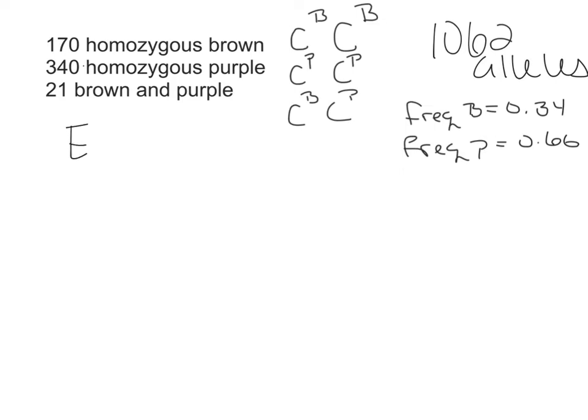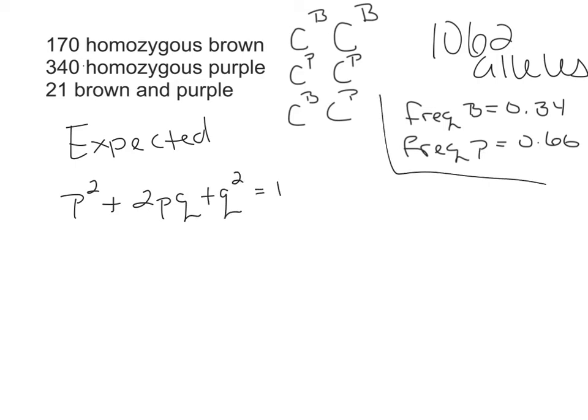Step 2 is to calculate our expected values. And to do that, we're going to use our Hardy-Weinberg equation. So p squared plus 2pq plus q squared equals 1. We're going to take these calculated p and q values and we're going to plug them in. So we don't actually know which one is dominant and which one is recessive. So I'm just going to play the numbers game and say that the bigger one is p and the smaller one is q. Okay, so p squared, we're going to use 0.66 and square that.